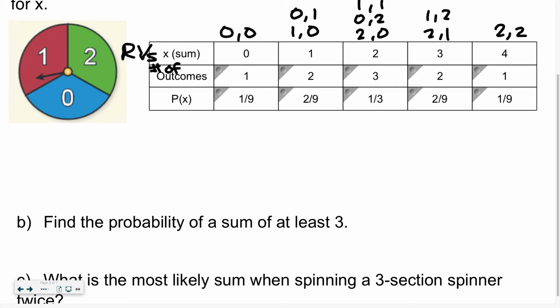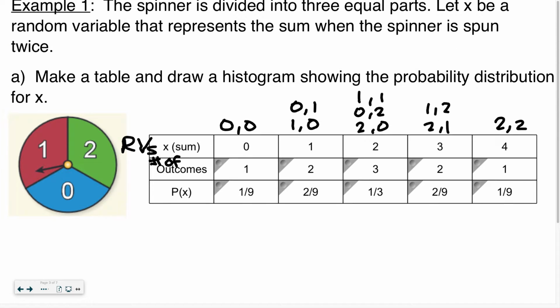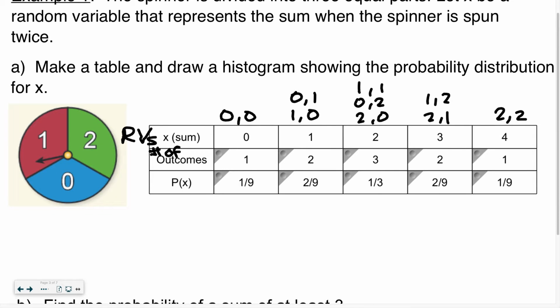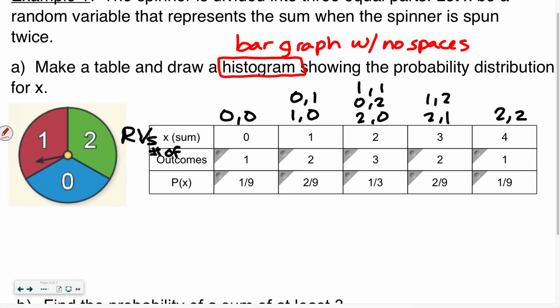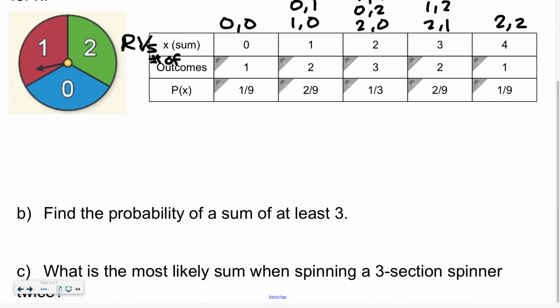We need to draw a histogram. That's in the directions up above. Okay, so it says, and draw a histogram. And what I would say about a histogram is it's basically a bar graph with no spaces. So in a bar graph, you separate the bars. In a histogram, they build right next to each other. There's no space in between them. So let's, in this space below, create a histogram.